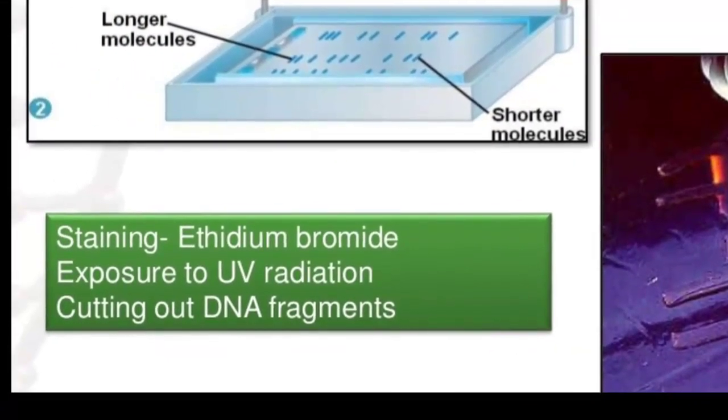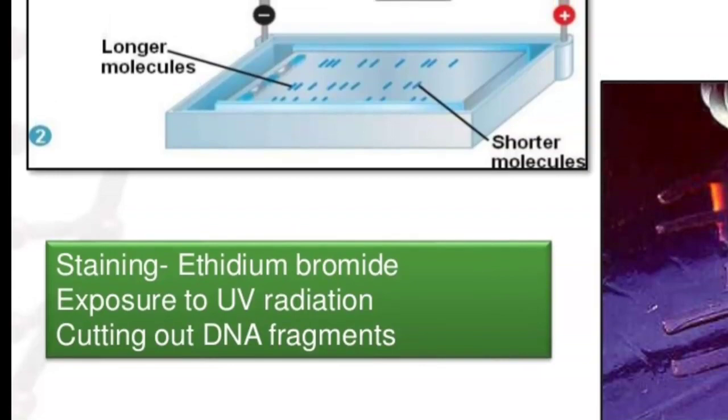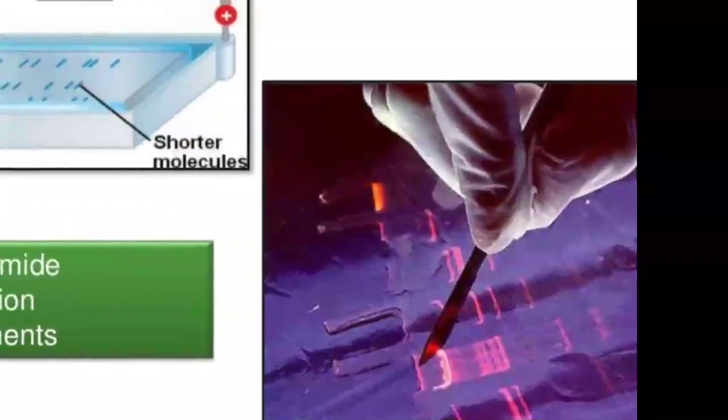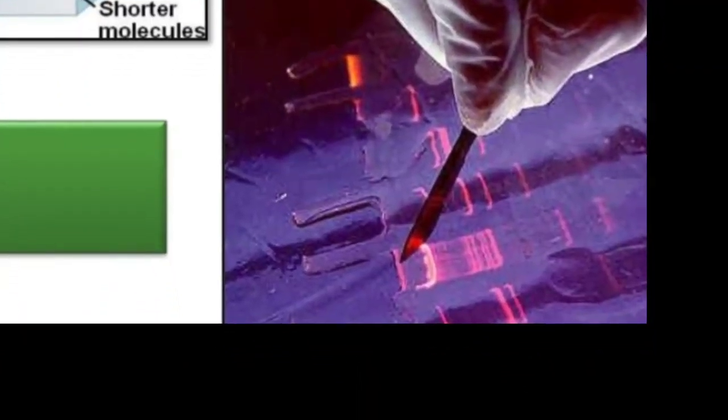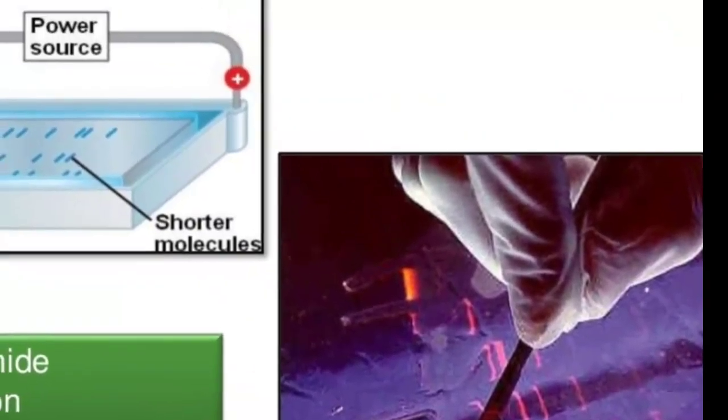Ethidium bromide is used as a stain, and when it is exposed to ultraviolet radiation, we can find a band-like structure on the gel plate. You can see here the bands when exposed to ultraviolet light.